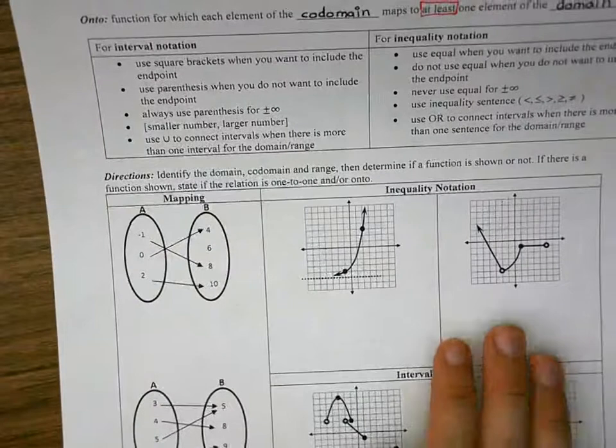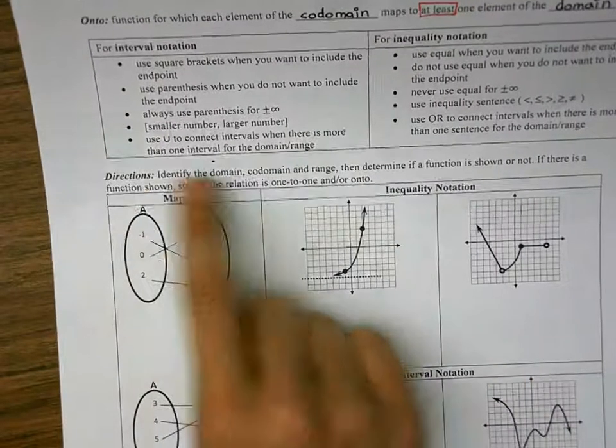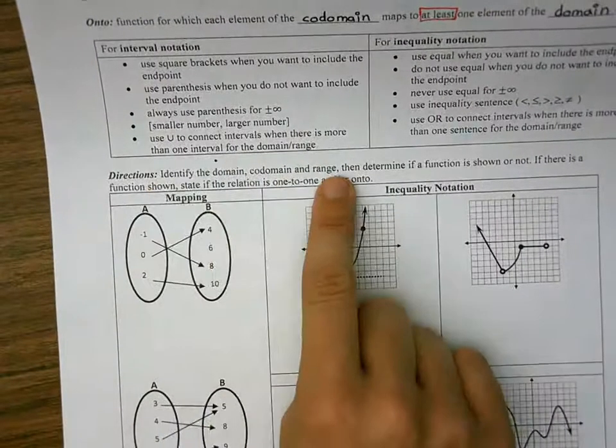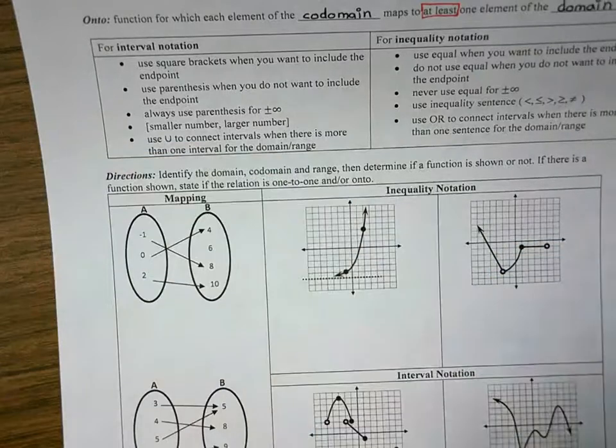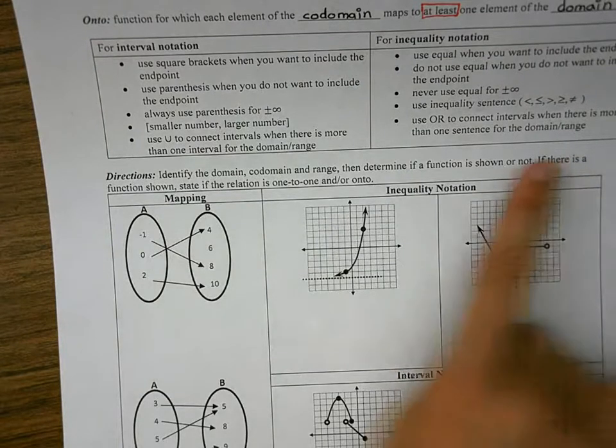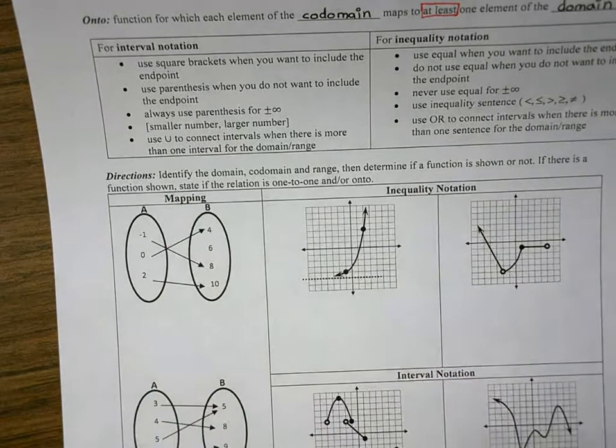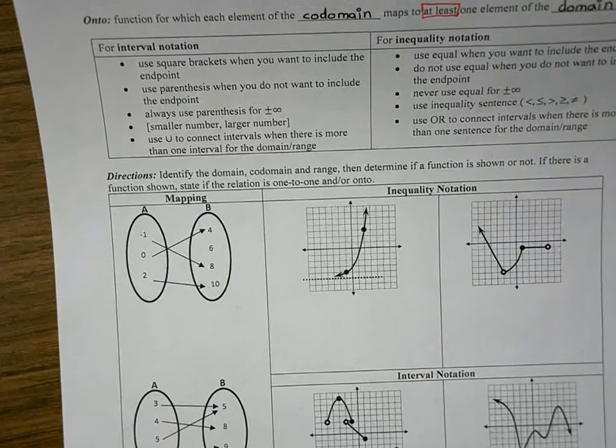Okay? And so our directions here are going to be to identify the domain, codomain, and range. So we're going to start there. And then we're going to determine if a function is shown or not. If it's not a function, then we're going to stop there. If it is a function, we're also then going to state if the relation is one-to-one or onto, so that we can again hit each of those vocab terms that we have defined above. Okay? So let's go ahead and start with domain.